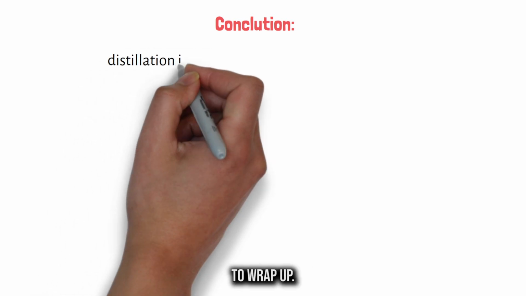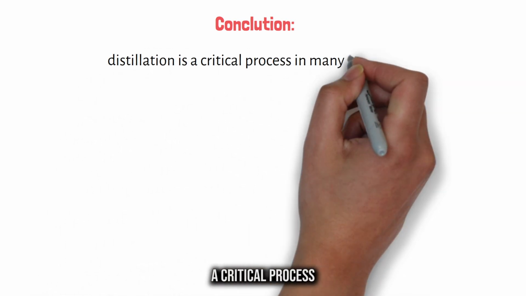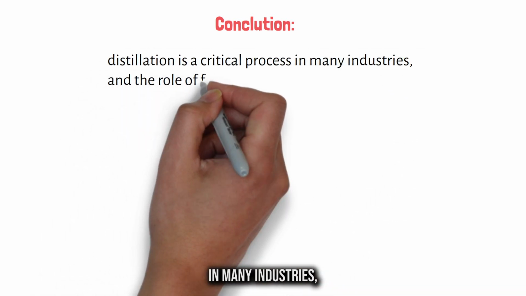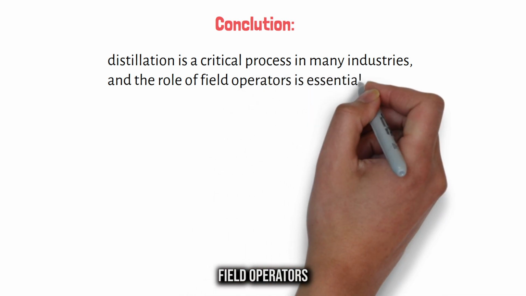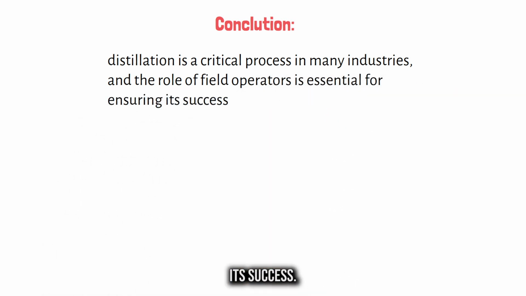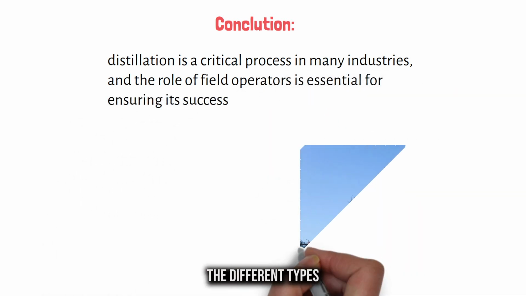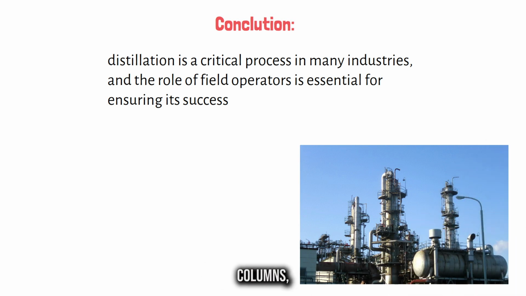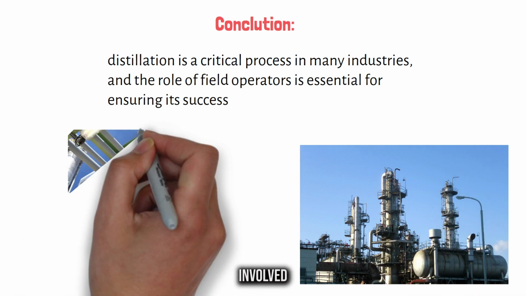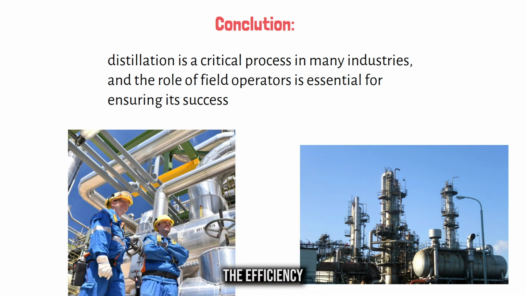Section 6. Conclusion. To wrap up, distillation is a critical process in many industries, and the role of field operators is essential for ensuring its success. Understanding the different types of distillation columns, the process itself, and the responsibilities involved can greatly enhance the efficiency and safety of operations.